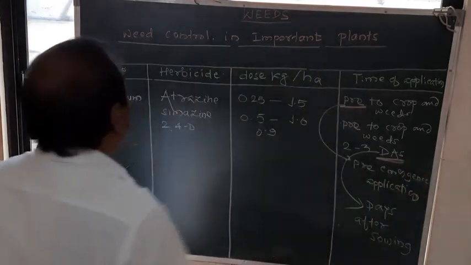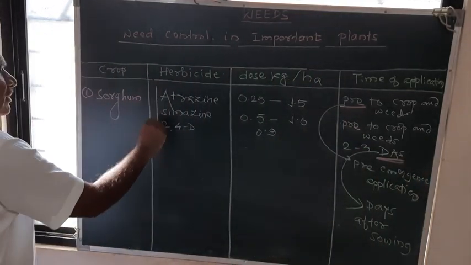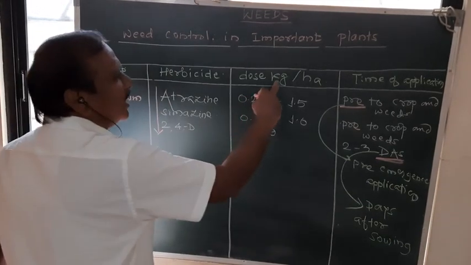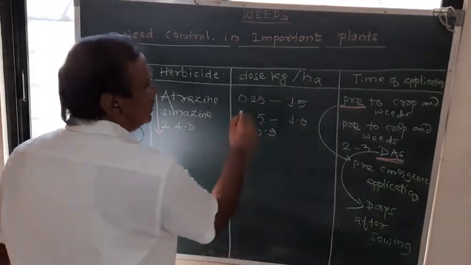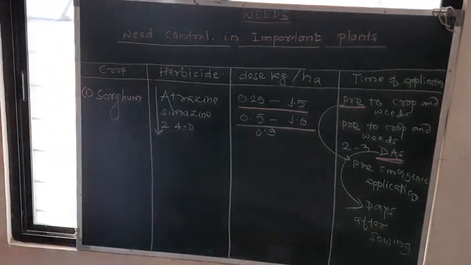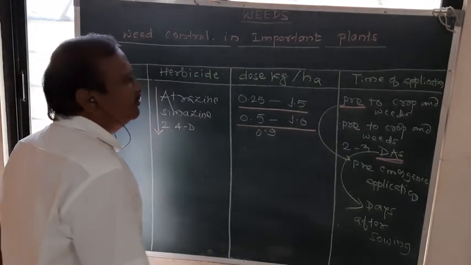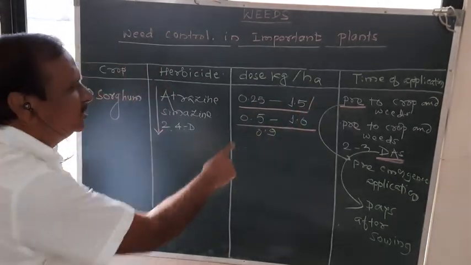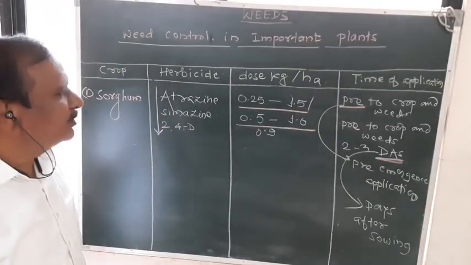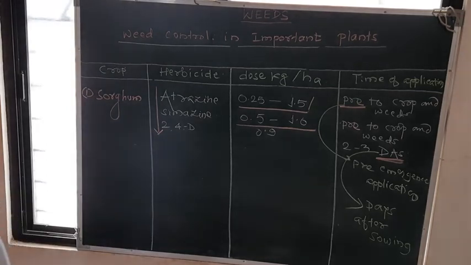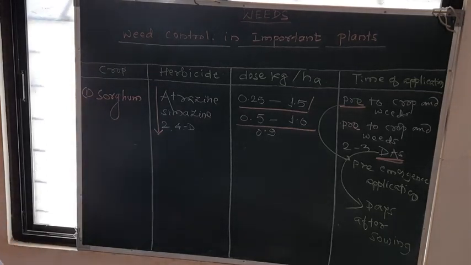In case of sorghum, generally these three herbicides are mostly used, and the doses are 0.25 to 1.5 kg per hectare, 0.5 to 1 kg per hectare, and 0.9 kg per hectare. This is regarding sorghum.